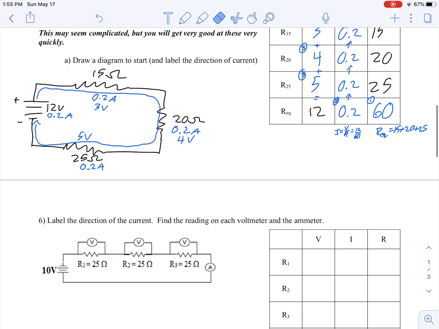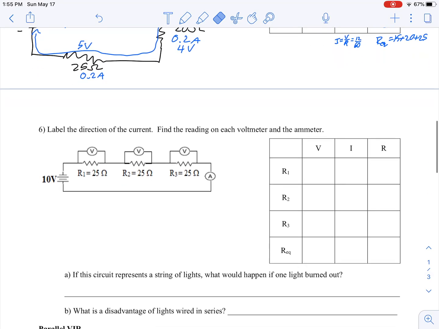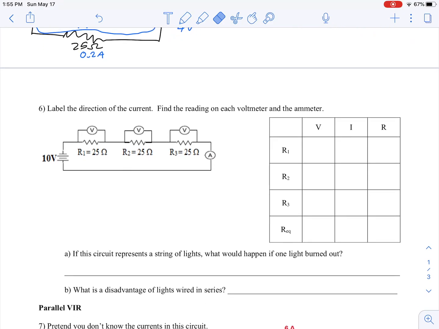Okay. So why don't you pause the video, try this one on your own, and then unpause the video. All right, so hopefully you tried this on your own. Let's put in our givens first.